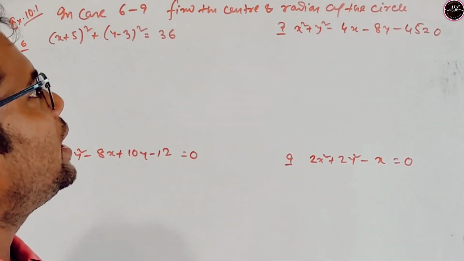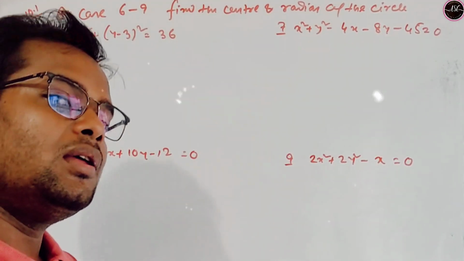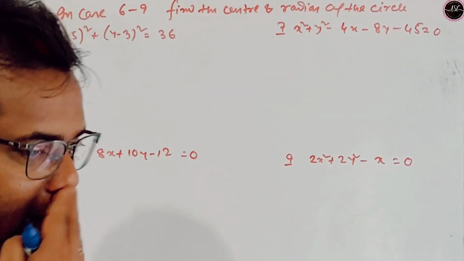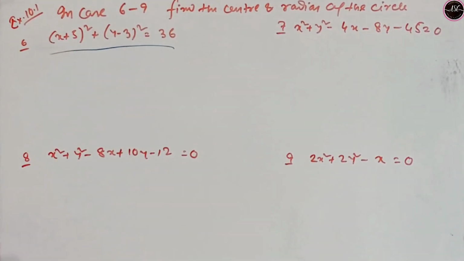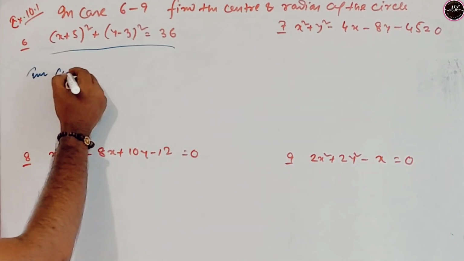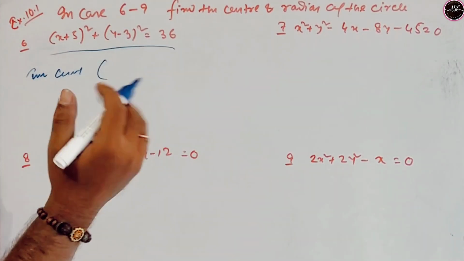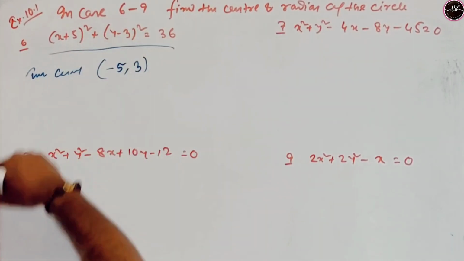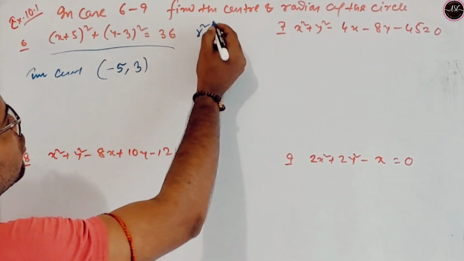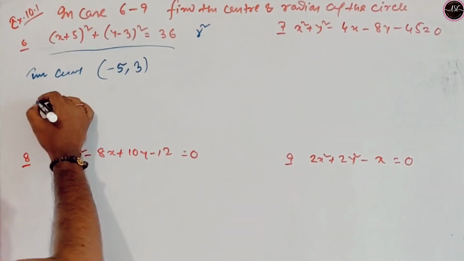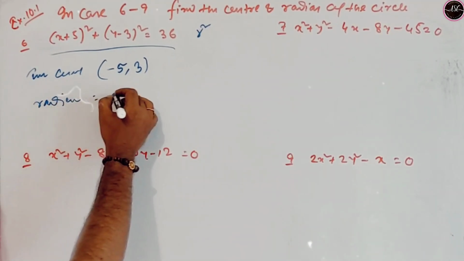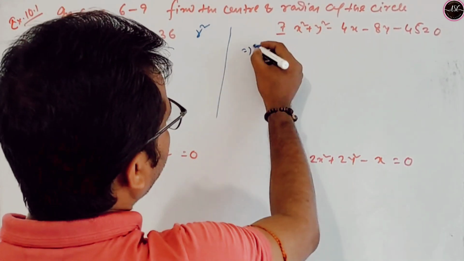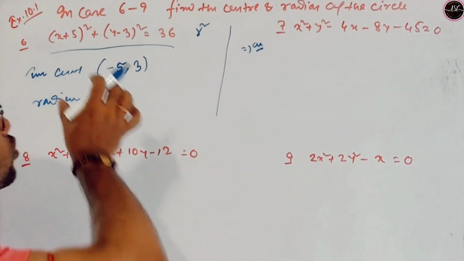In questions 6 to 9, find the center and the radius of the circle. Here the equation of the circle has been given, so we have to find the center and the radius of the circle. So this is the simple general equation of the circle. So the center will be here x plus 5, that means the point will be minus 5, and here 3. And we know this is the form of r square, so if we take the root of this, we get the radius. So the radius will be 6.